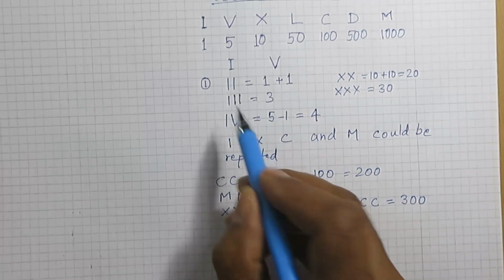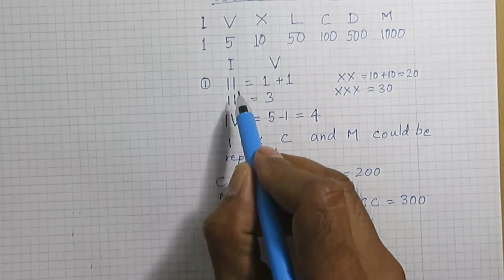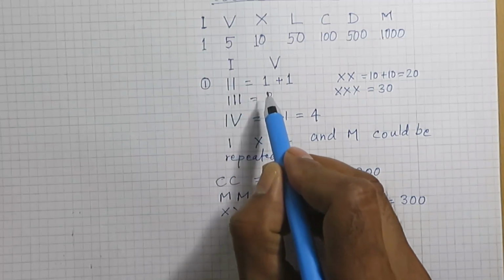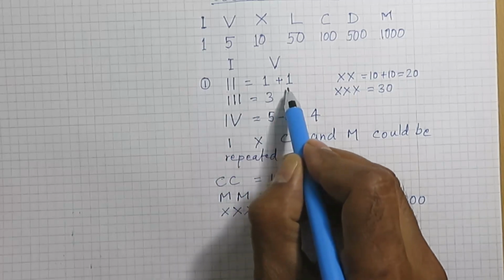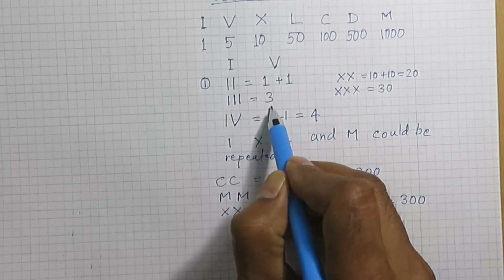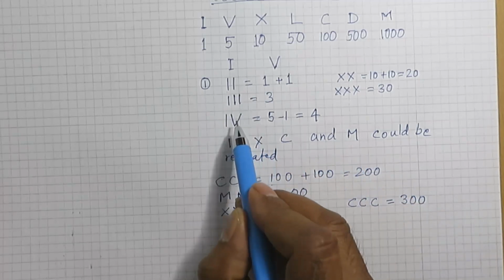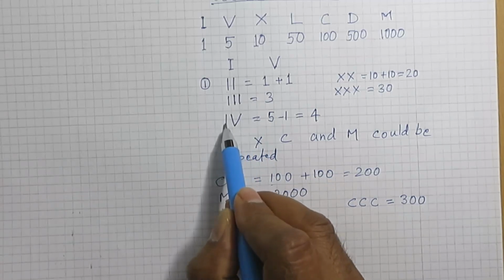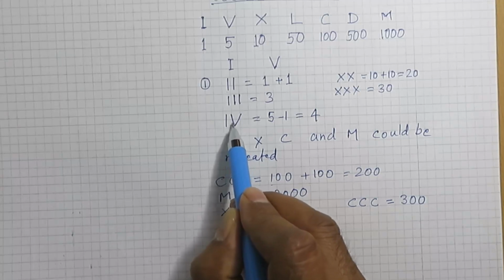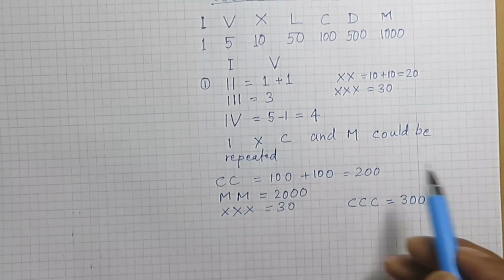So we have already discussed rule number 1. That means repetition of a Roman numeral means addition. So I means 1, II means 2, III means 3, and we can repeat only 3 times. Then if the smaller numeral is on the left side, that means subtraction. So IV means 5 minus 1 is equal to 4.